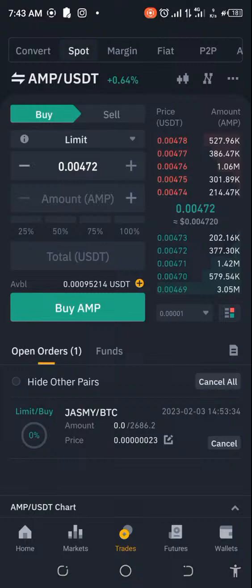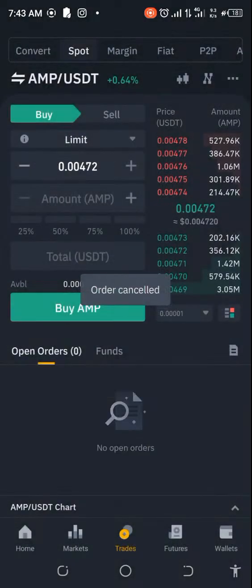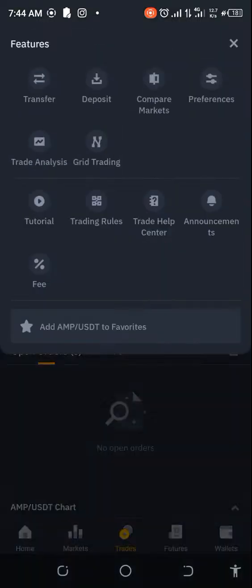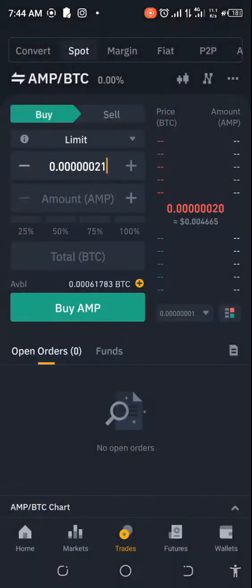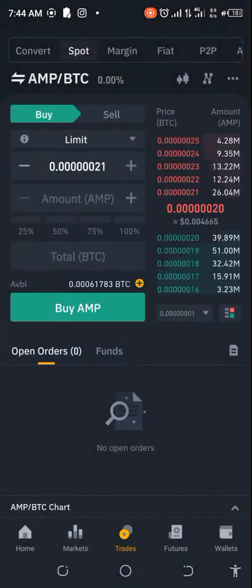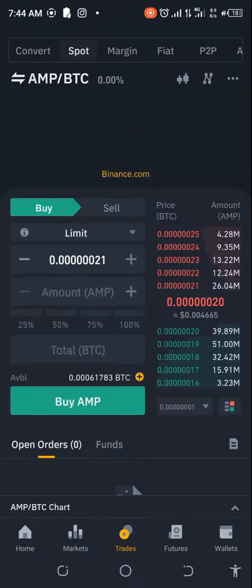What I'm going to do first and foremost is cancel this trade. Once I cancel that, it releases back my BTC, and then I go ahead and do this for BTC. And let's hope that this works. So now what I'm seeing here is the current price.